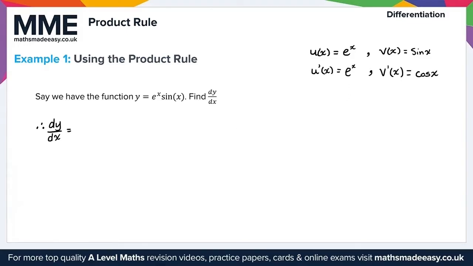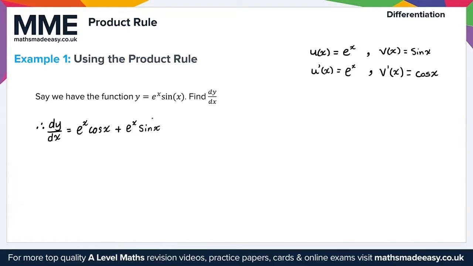is simply going to be u of x times the derivative of v of x here, so that's v prime of x, so that's going to give us e to the x times cos x, and then we add on v of x times u prime of x, that's going to be e to the x times sine x, so e to the x sine x.